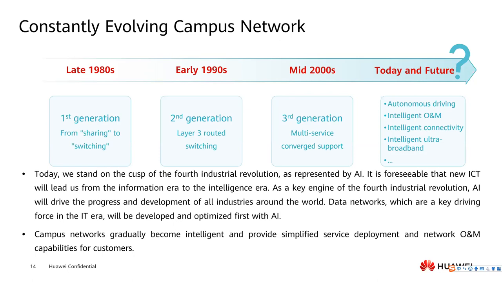And now we need to imagine what the campus network is going to be like in the future. I think the future campus network should be autonomous driving, and it can support intelligent ONM, and it can provide ultra broadband for the clients. Okay, this is the constantly evolving campus network.